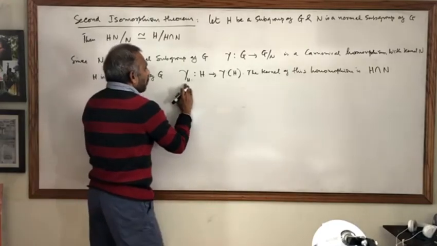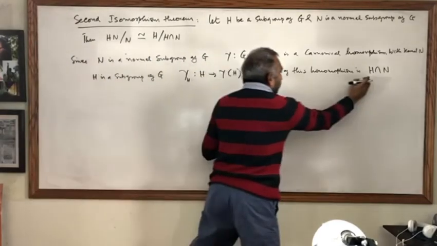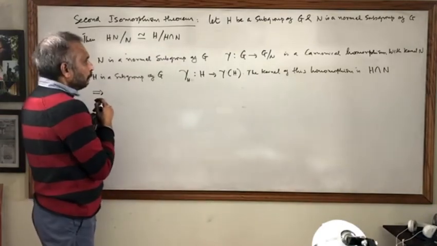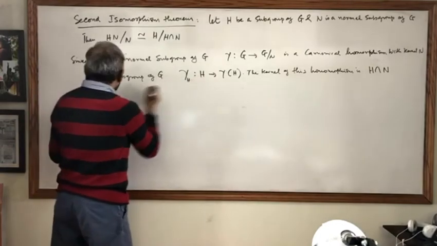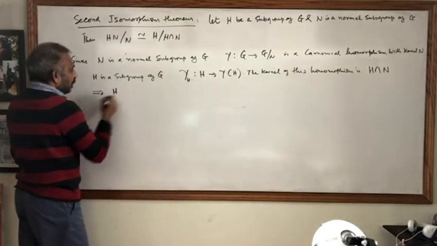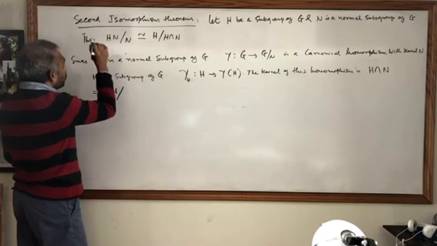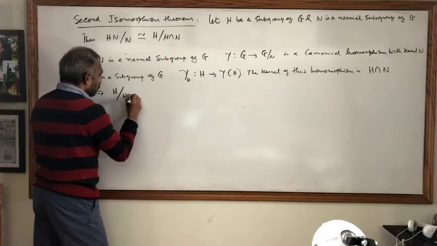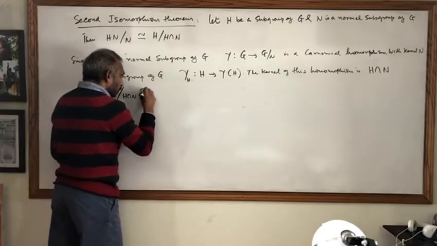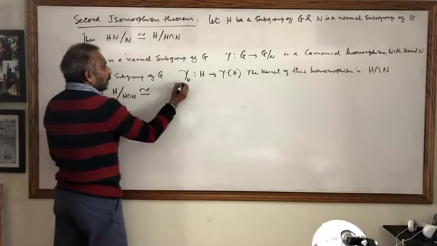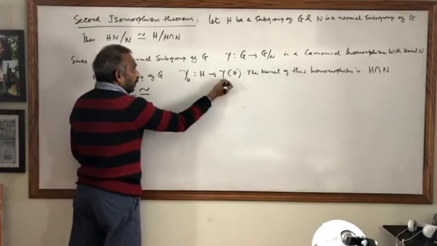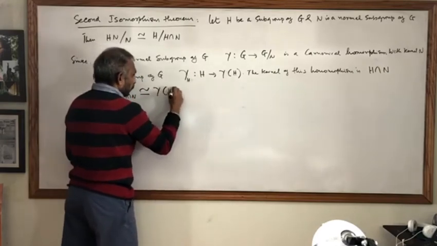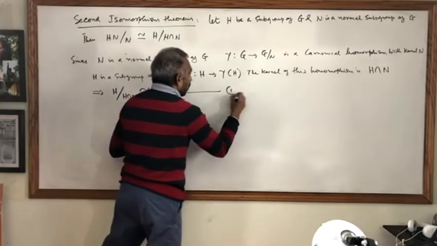So we have a homomorphism here with a kernel, and that implies, using the first isomorphism theorem, H over the kernel is isomorphic to gamma of H. So this is our first result.